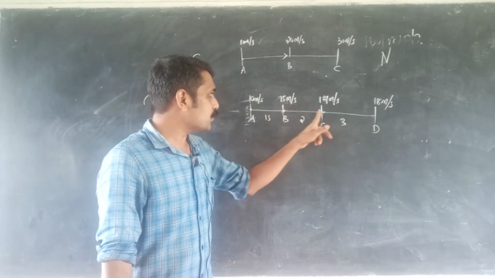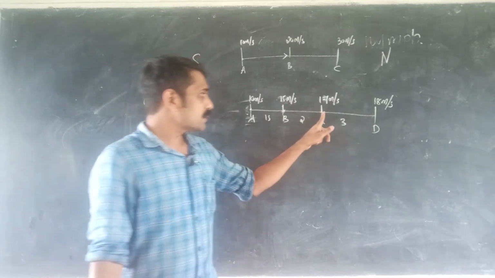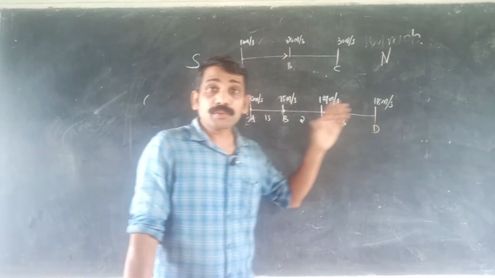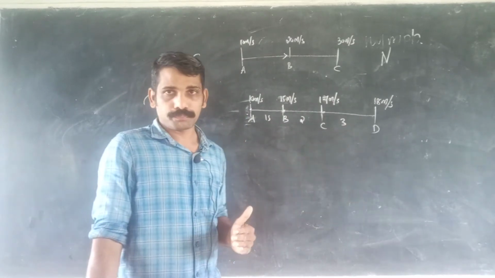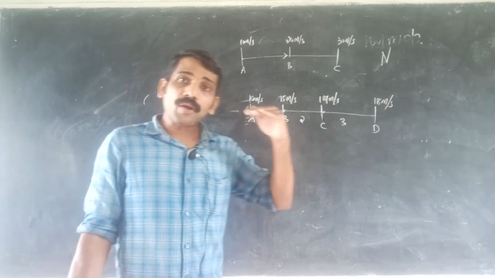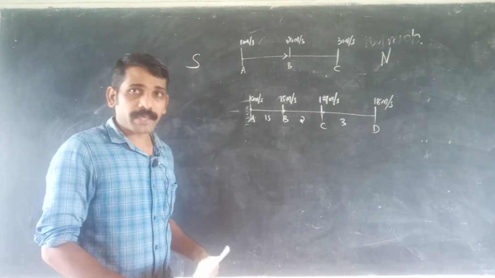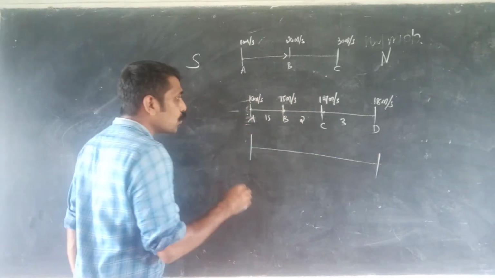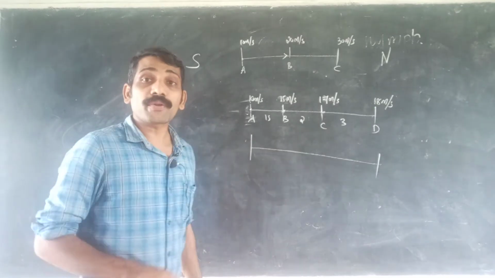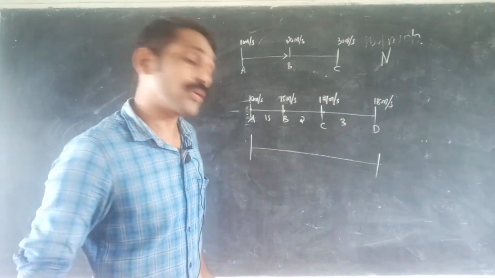Here, B to C changes by 2, C to D changes by 1. So here the change is not uniform. Okay, now suppose the velocity of an object changes at a uniform rate. Let us check how that looks.